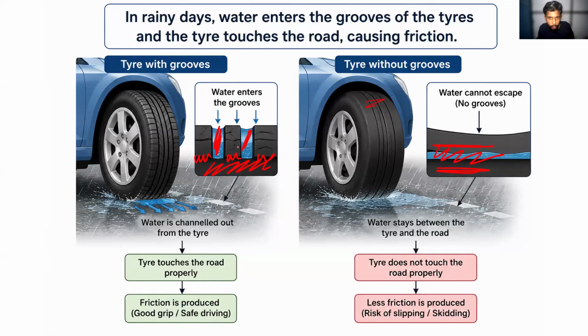If we have the grooves, the water will enter here. So now what will happen? Look at the picture here. The tire and the road are in contact, so now the vehicle will stop. But in picture number 2, we don't have the grooves. Between the tire and the road, we have a small layer of water. Now the vehicle will slip and slide down. Did you get that idea?